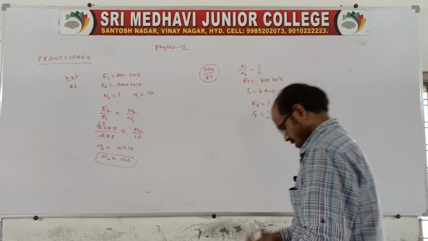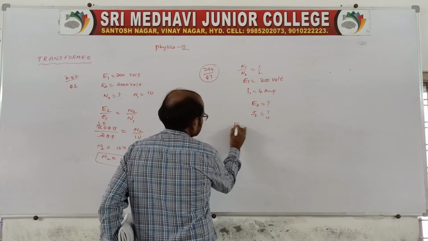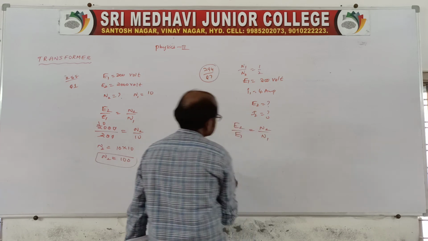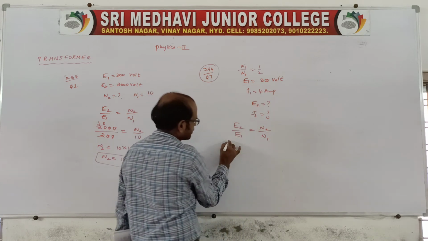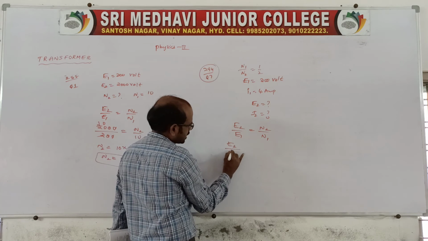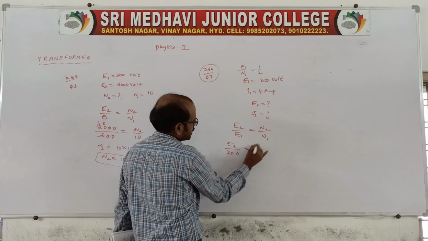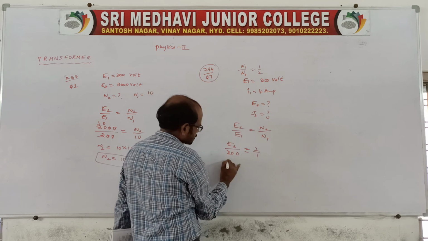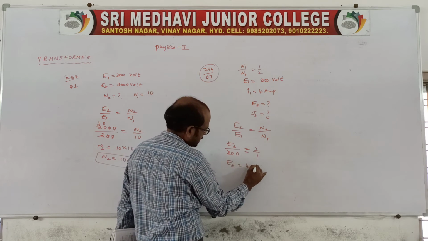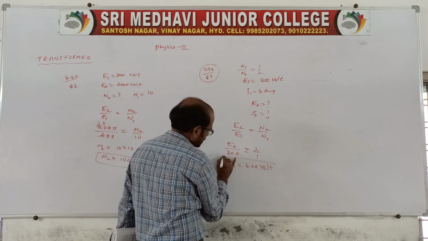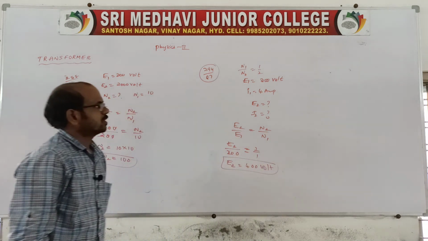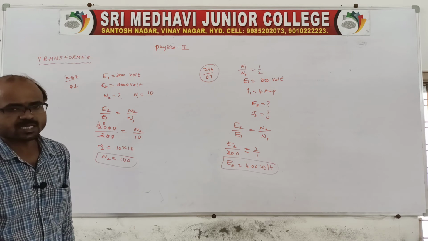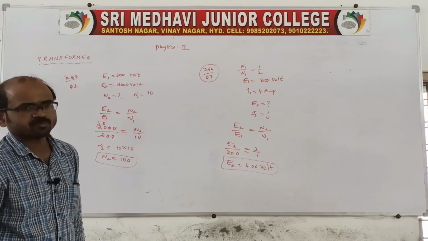So we know we can directly take E2 by E1 is equal to N2 by N1, right? E2 is asking, E1 is already given, fine. So 200 into N2 by N1; actually here N1 by N2 is given, so N2 by N1 is 2 by 1. So E2 is equal to 400 volt. This is E2. Of course E2 is greater than E1, no? Then also we can say it is nothing but a step up transformer.